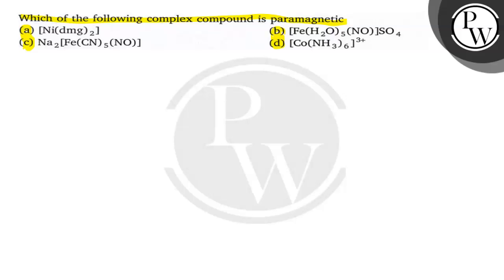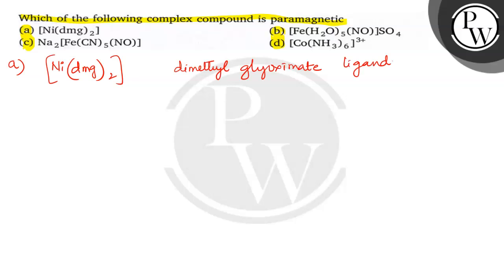हमें ये चारों ऑप्शन में से जो पैरामैग्नेटिक कॉम्प्लेक्स है वो बताना है. चलो लेट अस सॉल्व दिस वन बाय वन. फर्स्ट कॉम्प्लेक्स देखेंगे, निकेल का कॉम्प्लेक्स, निकेल DMG complex. DMG means dimethyl glyoximate ligand. Okay, it is a bidentate ligand.